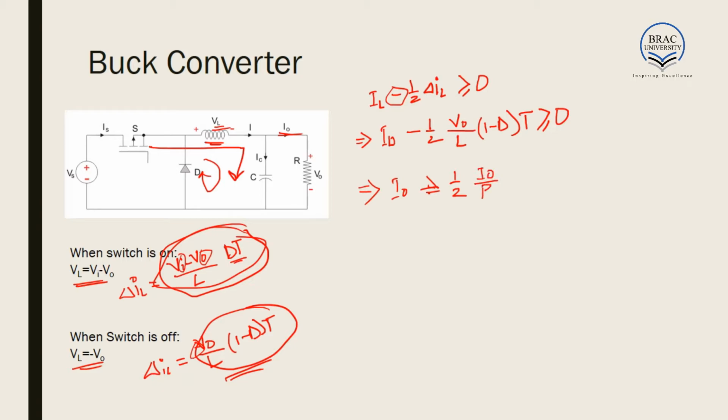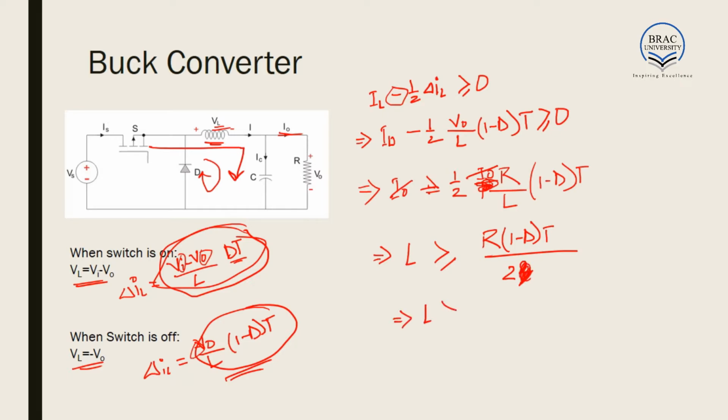We can write V output as I output R, divided by L times (1 minus d) T. So here I output and I output get cancelled out. As a result, we get L is greater than or equal to R (1 minus d) T divided by 2. Or we can modify it as L is greater than or equal to R (1 minus d) divided by 2f. Here f is called the switching frequency.